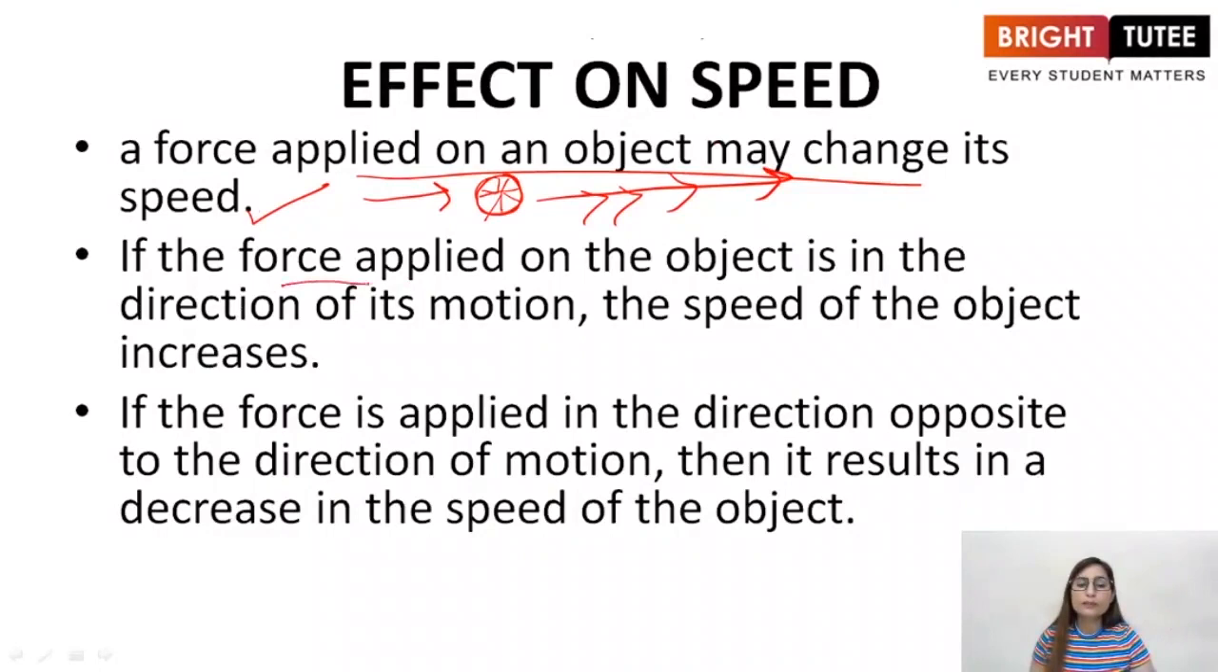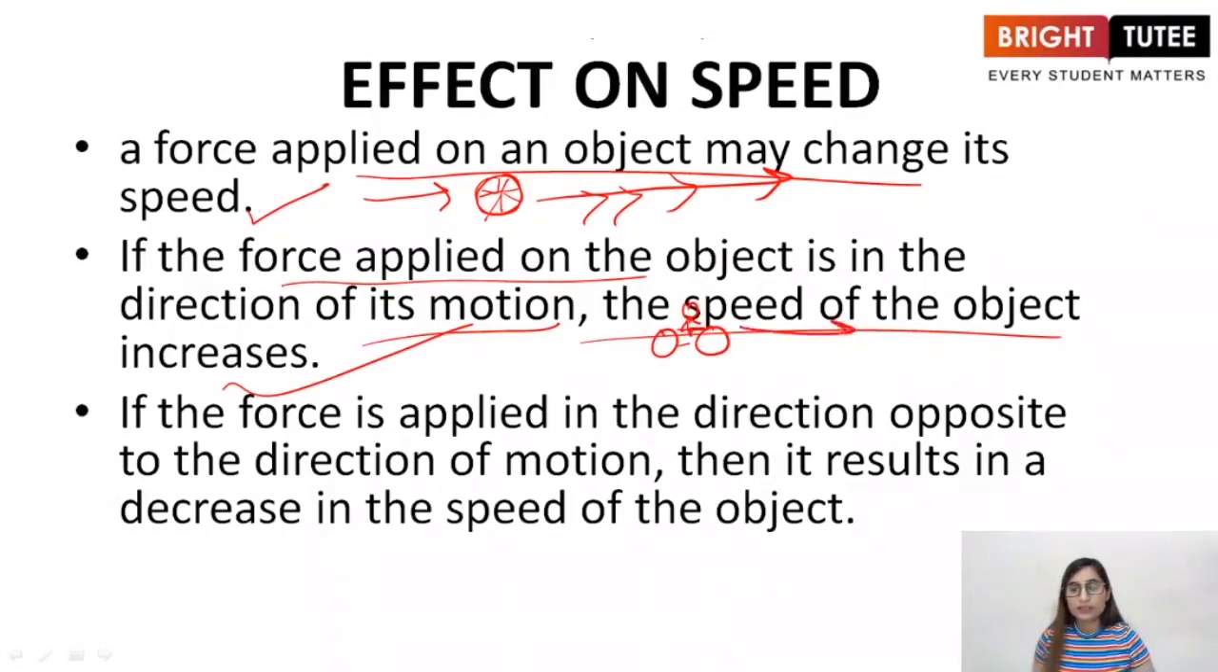If the force applied on an object is in the direction of its motion, the speed of the object increases. For example, your friend is cycling, right? Your friend is cycling and you push him from backwards. The speed of the cycle will increase. Basically, this is the cycle and here your friend is sitting on it and he is moving in this direction.